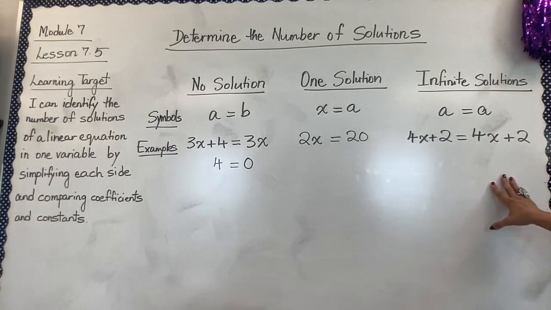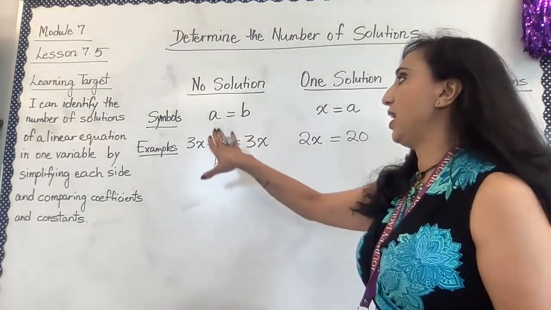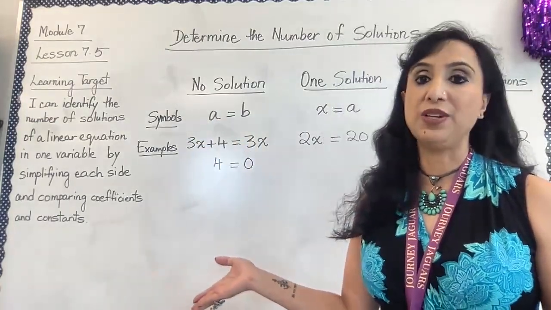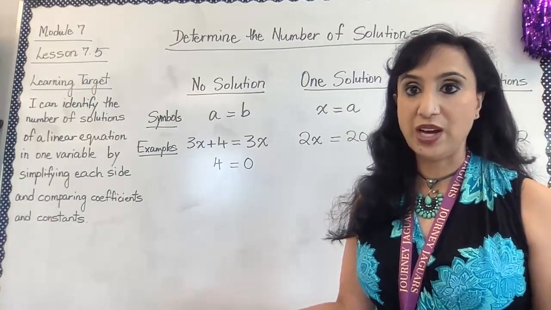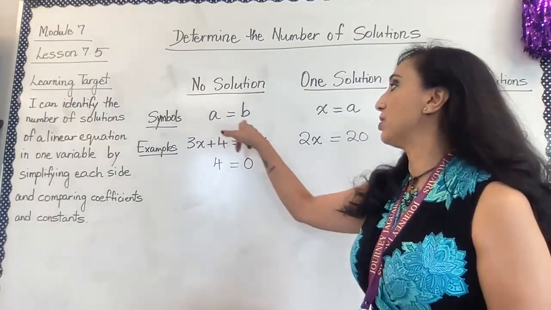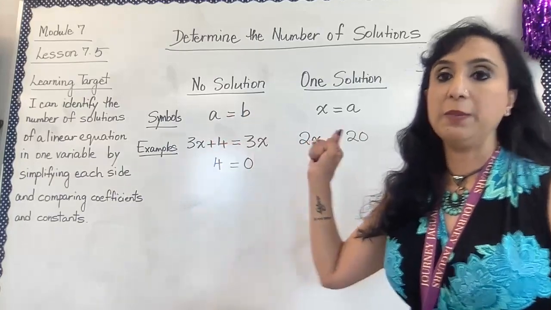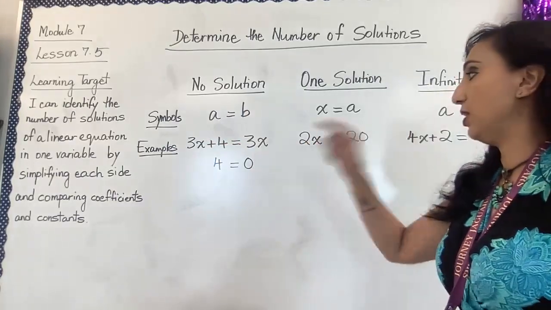Okay, so no solution. That is like if I'm saying A is equal to B. I can't say 10 is equal to 11. It's not possible. Those are two different numbers altogether. So when I say A is equal to B, I'm just using the symbol. These are different variables. So therefore, there's no solution.